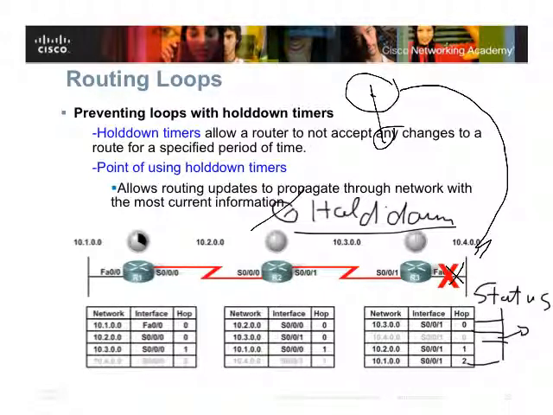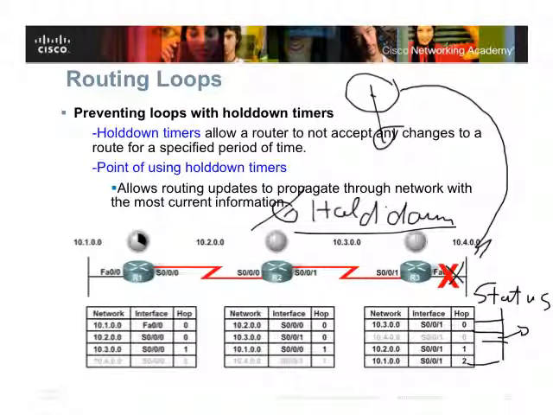Otherwise, it will keep waiting for the hold down timer to elapse. During this time, it will never accept any route update with the same status or worse. The status, as we said, could possibly be unreachable, completely unreachable, or reachable. So if it's possibly unreachable or completely unreachable, then it will not accept it. It will keep the hold down timer running, and it will set this route update as possibly unreachable.